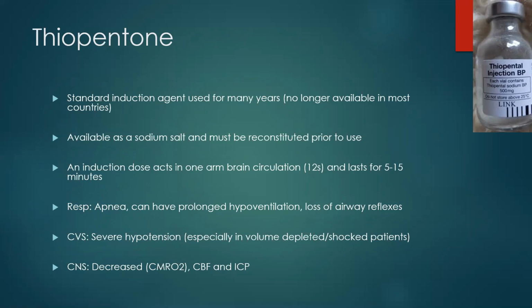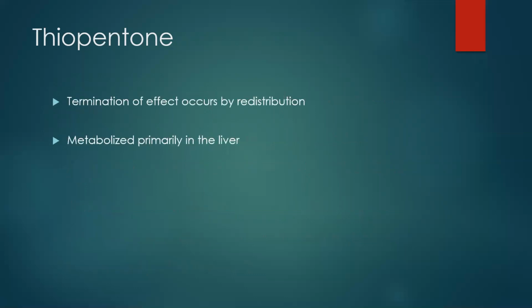Again, you're going to become apneic, you're going to stop breathing, and you're also going to lose your airway reflexes. Cardiovascularly, it can cause severe hypotension, especially in volume-depleted or shock patients, as they would have learned during the war when these patients had massive blood loss. Brain-wise, it decreases your cerebral oxygen consumption and can reduce your ICP and your cerebral blood flow, which is a significant benefit over the inhalational agents, especially in patients with traumatic brain injuries.